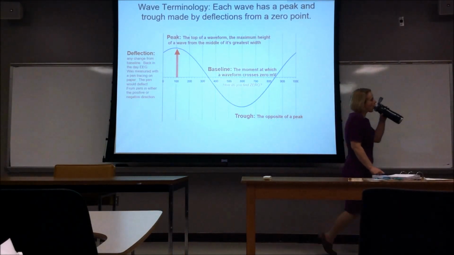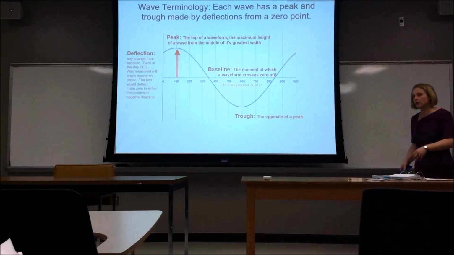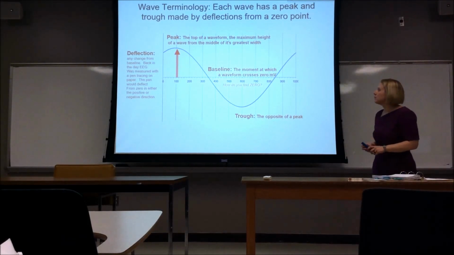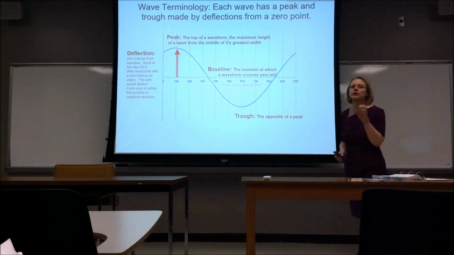And that is everything. Deflection is when it changes from zero. Peak is the highest point, trough is the lowest. And baseline is the moment that something crosses zero. It's all measured in microvolts.